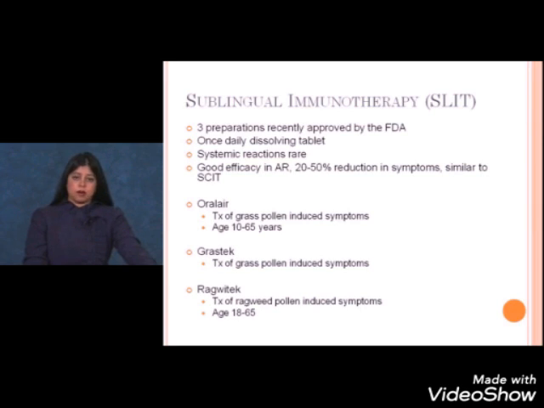Systemic reactions are very rare, and it has very good efficacy in allergic rhinitis, 20 to 50% reduction in symptoms, which is similar to subcutaneous immunotherapy. For Oralair specifically, it's for the treatment of grass pollen-induced symptoms, and it's approved for ages 10 to 65 years.